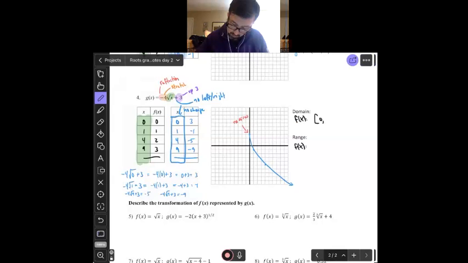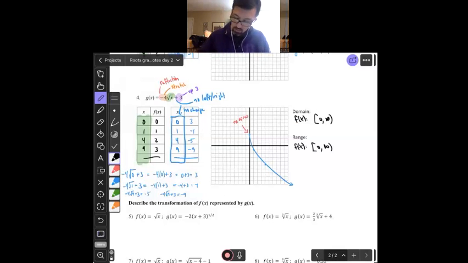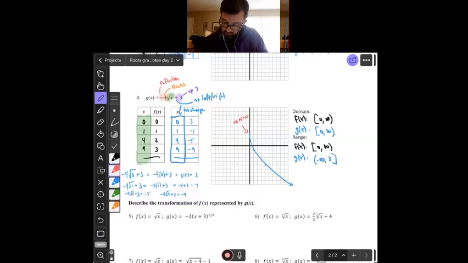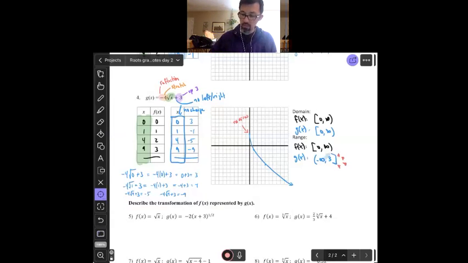Domain for the parent function would be 0 to infinity. Range would also be 0 to infinity. For g of x, the leftmost point is still 0, right? We didn't shift it at all. The lowest point is now negative infinity. The highest point is now 3. So again, that got flipped around. That's because of the reflection. That reflection caused that range to flip around.